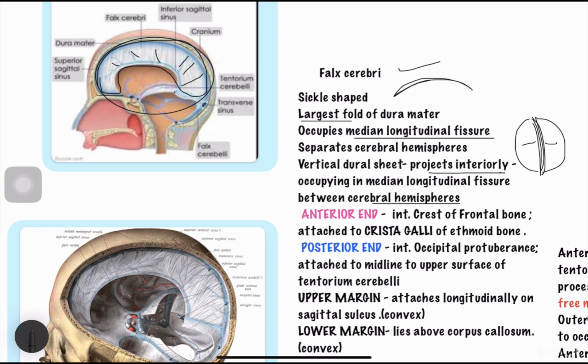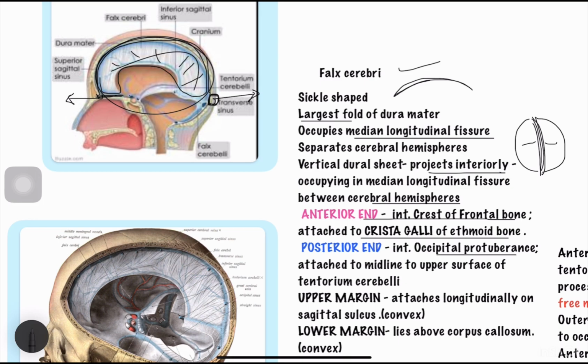So this fold starts from the ethmoid bone, precisely speaking the crista galli of the ethmoid bone. From this region, it extends all over to the posterior region of the occipital bone, the occipital protuberance. So this is all the falx cerebri. As I said, the anterior end is the crest of the frontal bone attached to the crista galli of the ethmoid bone. Posterior end, occipital protuberance.